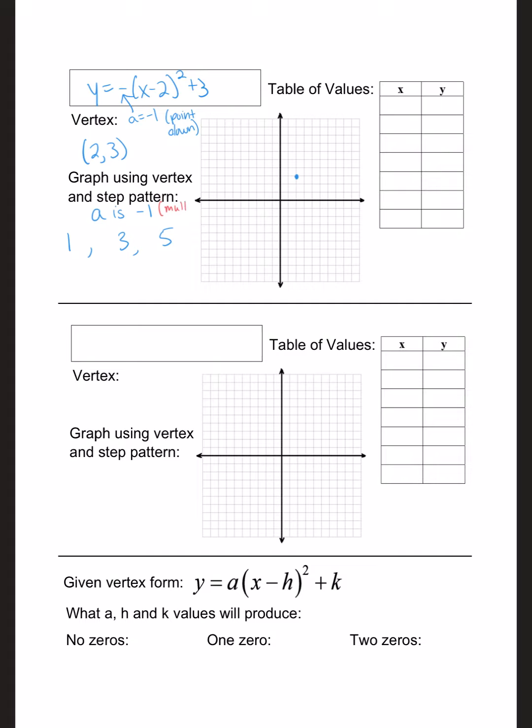So multiply by your step pattern. So I'm going to do 1 times -1. I'm going to do 3 times -1. And I'm going to do 5 times -1.